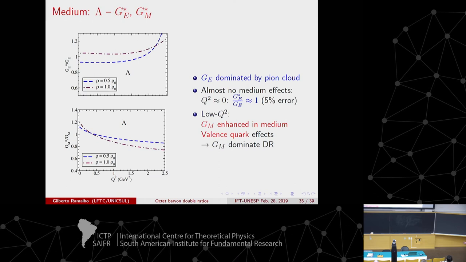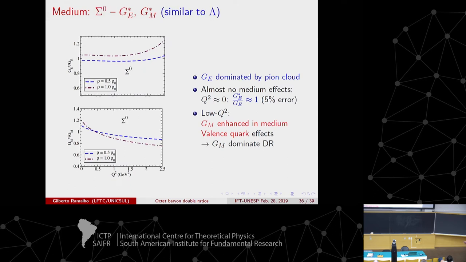Lambda. I'm plotting GE over GE here, and the GM star over GM here. In the case of GE, it is dominated, according to our model, by a pion cloud component, and you can see that the variation for low Q square is not significant, it's close to one. And so in this case, the GM is enhanced in medium because this effect is larger than one, it is the dominant effect. And this is a consequence of the valence quark effects. So in this case, in the double ratio, you expect the GM to dominate the double ratio.